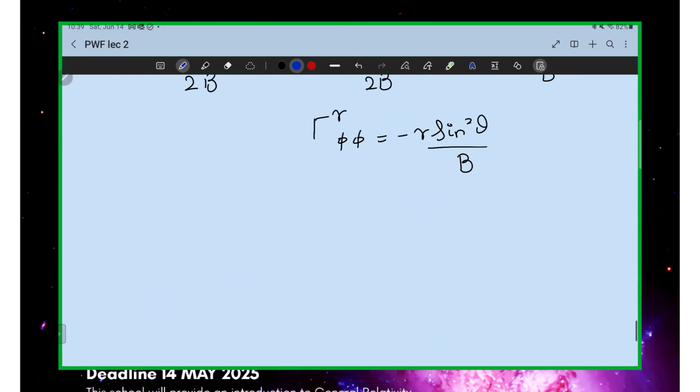Okay. So let's start from the components of the Riemann tensor. So the Riemann tensor is given as follows.